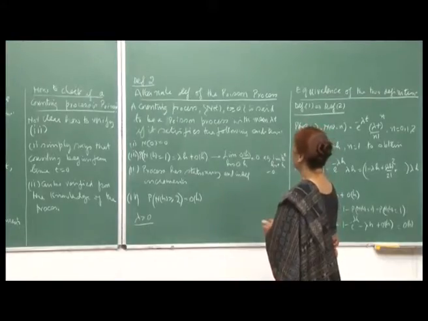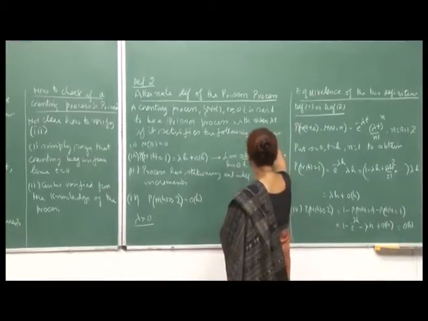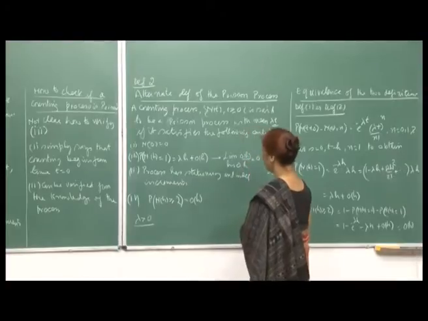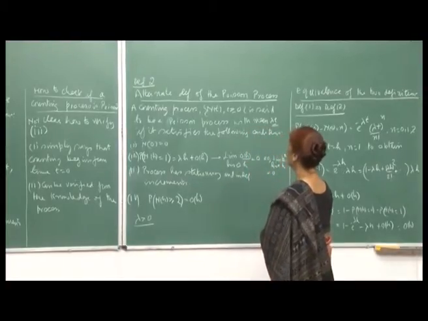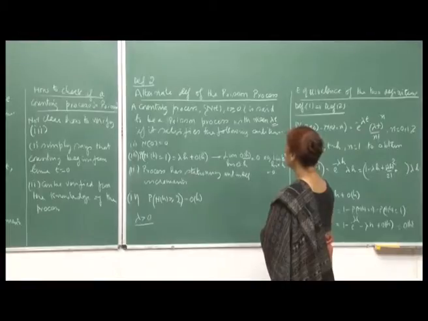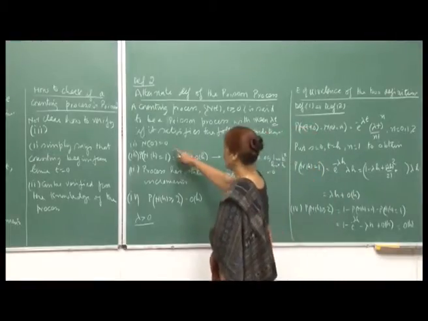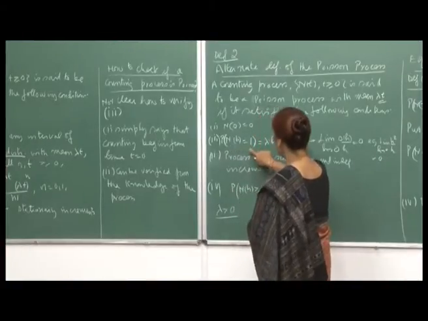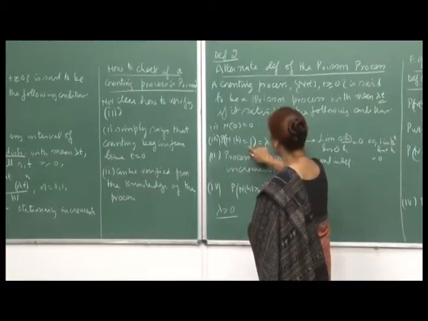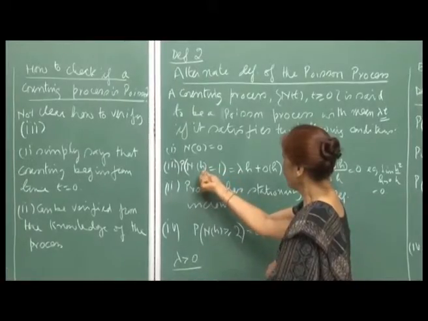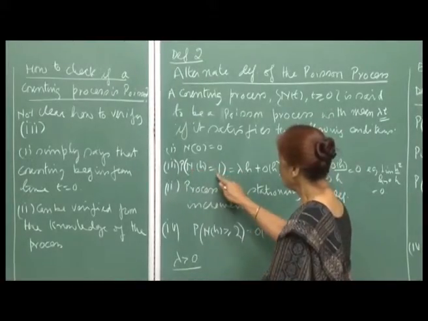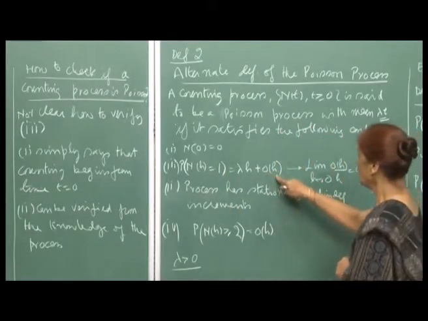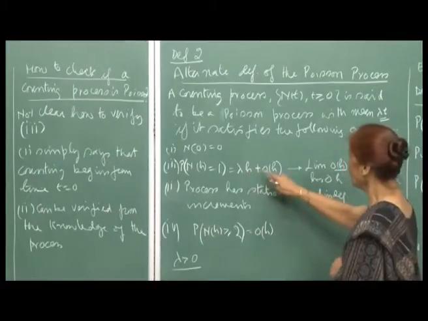So, let us see. Here we will say that, again with the same mean lambda t, a counting process is said to be Poisson with mean lambda t if it satisfies the following conditions. The first is the same as for the first definition, N(0) is 0. Now, what we are saying here is that the probability N(h) equal to 1, that means in the time interval h, the probability that only one arrival takes place or one event occurs, should be in this form: lambda h plus o(h).